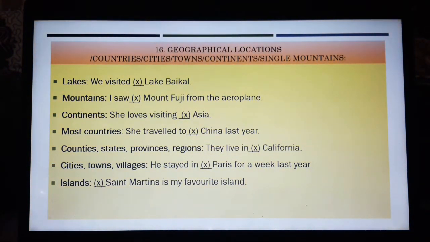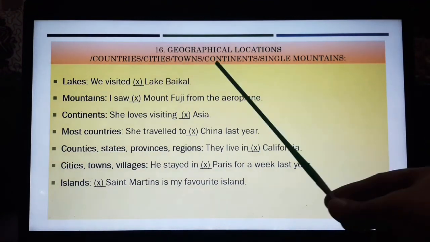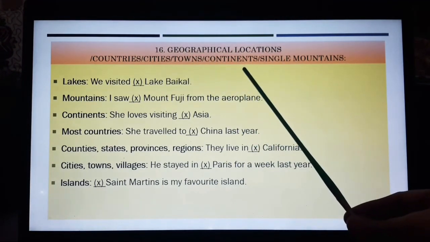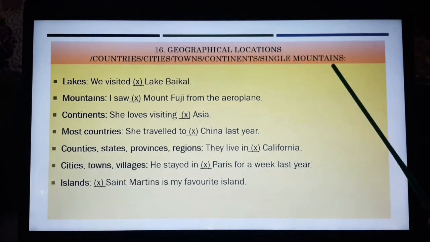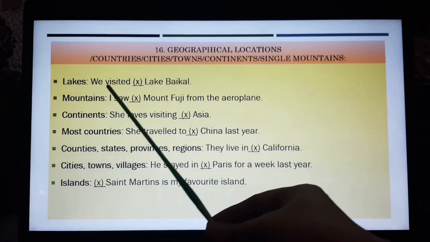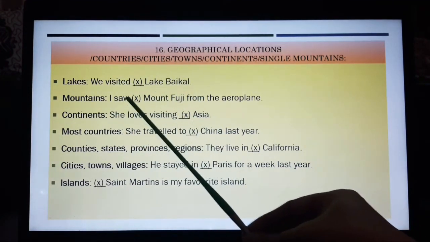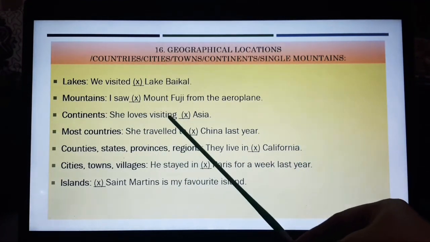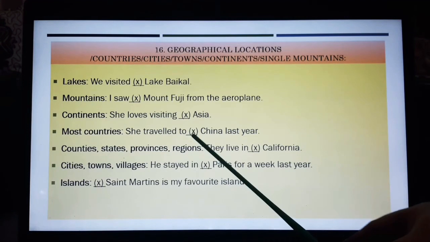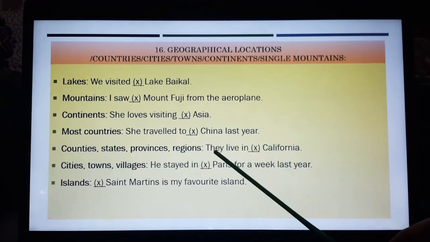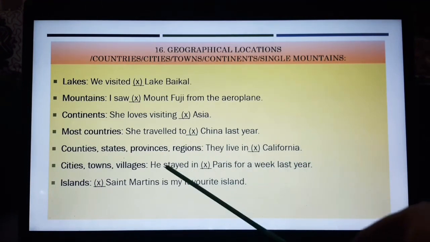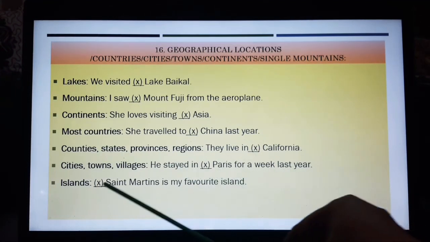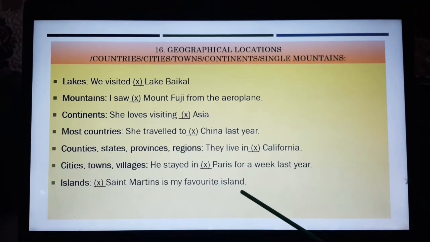We do not use articles before geographical locations such as countries, cities, towns, continents, and single mountains. Examples: we visited Lake Baikal. I saw Mount Fuji from the airplane. She loves visiting Asia. She traveled to China last year. They live in California. He stayed in Paris for a week last year. Saint Martin's is my favorite island.